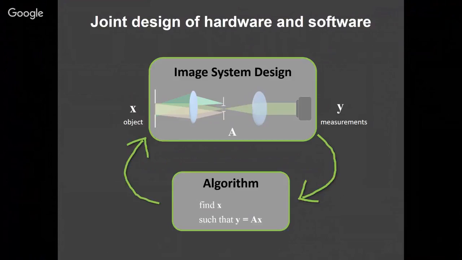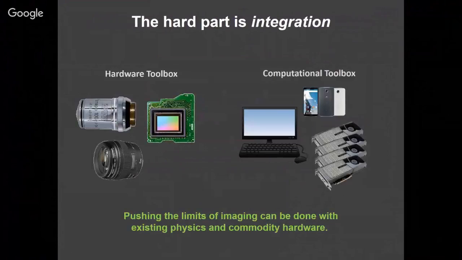But in all the work that I do in computational imaging, the hard part is really this integration. This is like a systems engineering problem. You have your hardware toolbox, which is all of the optical elements you might put in, the sensors that you have, and then your computational toolbox, where we only have a certain amount of memory. We have a computer with 1 terabyte of memory, but not everybody has that much RAM. And how can you parallelize things? So you need to think about that in the design process.